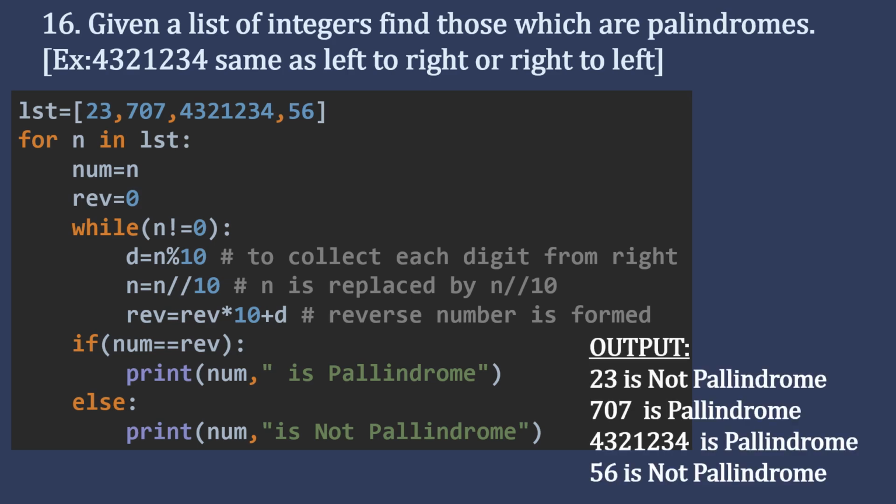Now, once you run the program, it will give you the output like this. First of all, 23 is not a palindrome, and 707 is a palindrome, and 432134 is a palindrome, and 56 is not a palindrome.